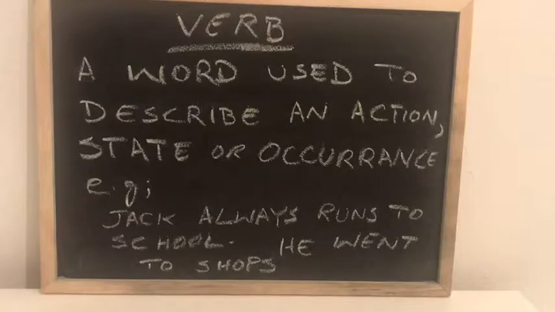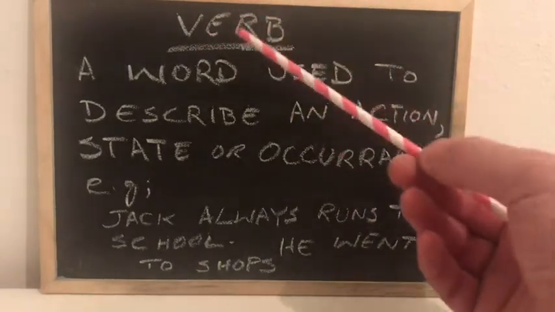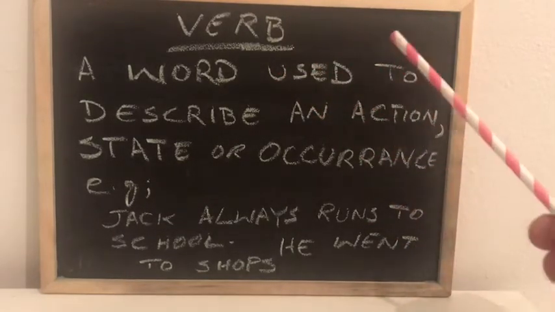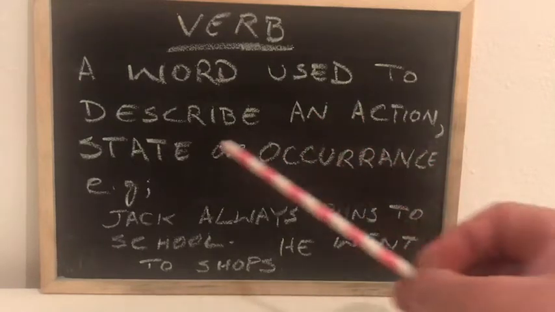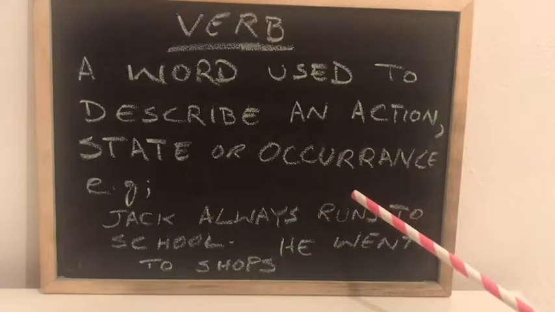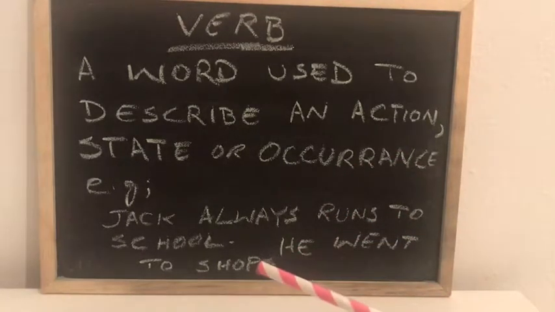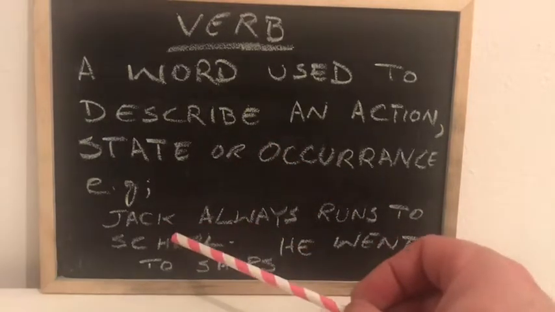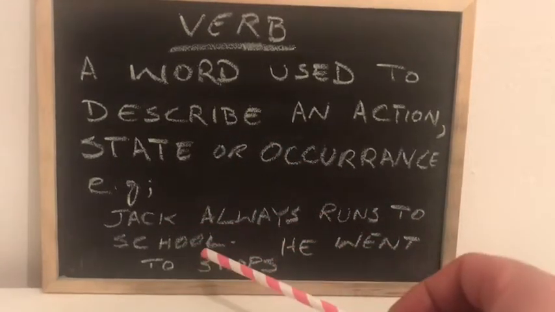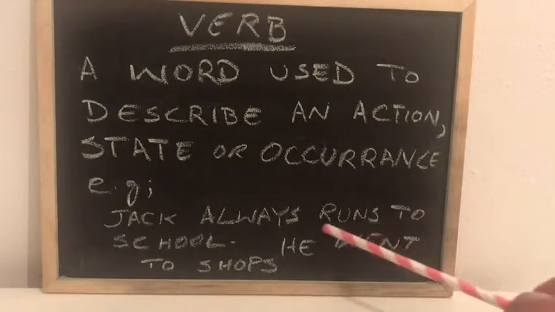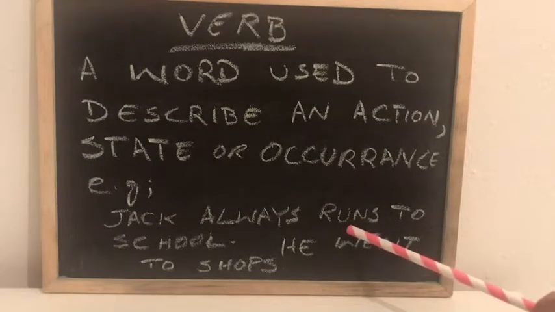Now we talk about the most important part of speech, which is called verb. V-E-R-B, verb. Verb is a word used to describe an action, state, or occurrence. A verb is simply a doing or action word. For example, Jack always runs to school. In this sentence, the word runs here is a verb.